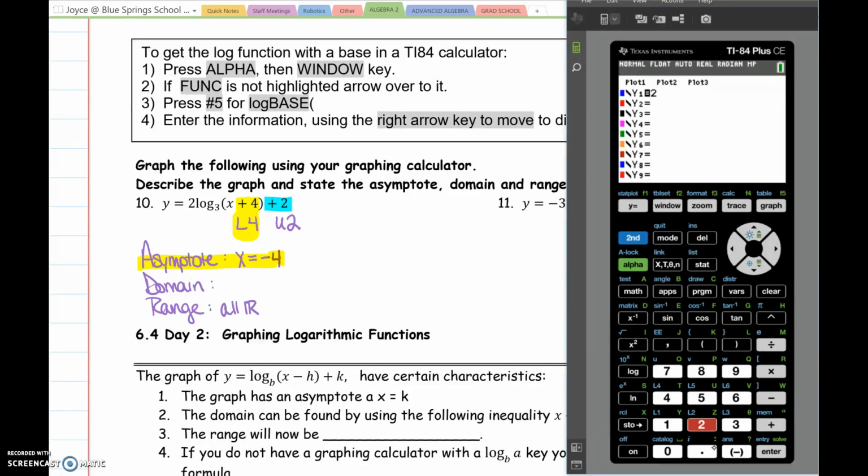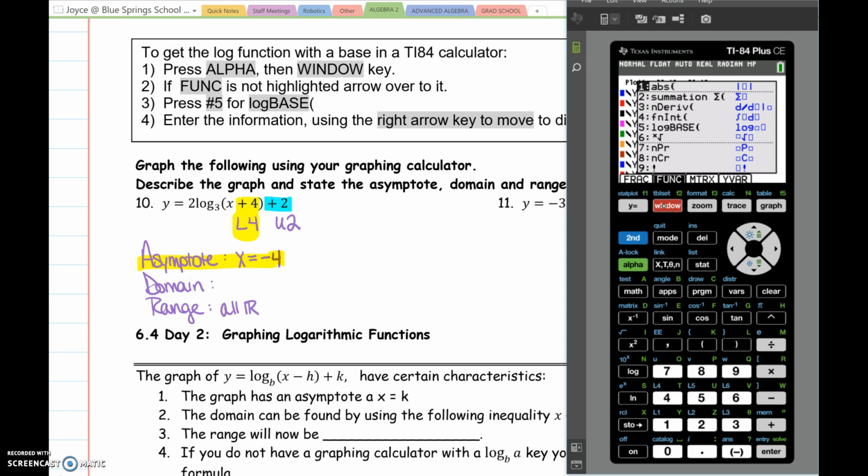The log button is base 10. This one is not base 10. It says that it's base 3. To find log base 3 in your calculator, follow these steps in the box. Press alpha and then window. So alpha button, that's the green one. Window is the button just to the right of y equals. And on the newer calculators, it pulls up this little window. Mine might have a few more features than yours has, depending on how new your calculator is. The one that we want is number 5, log base.